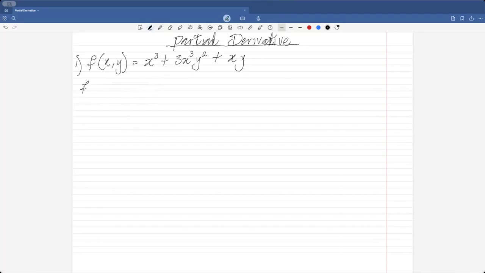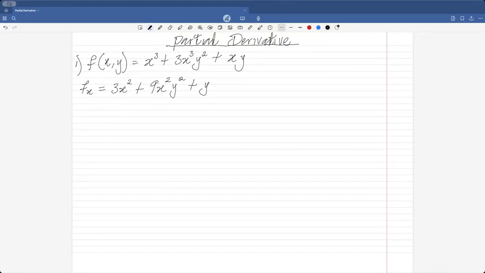So f sub x becomes the derivative of x cubed, which is 3x squared, plus 9x to the power of 2 y squared plus y. And this is the final answer when we differentiate this function with respect to x.